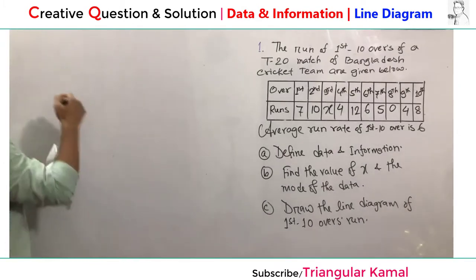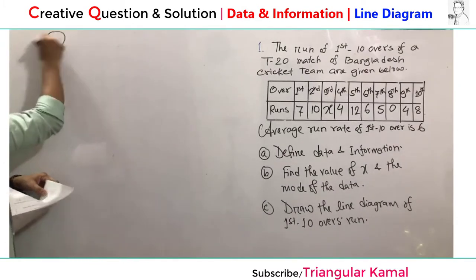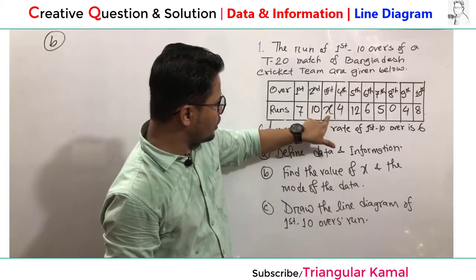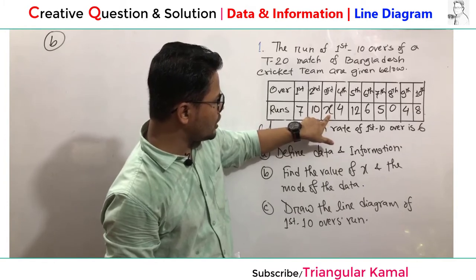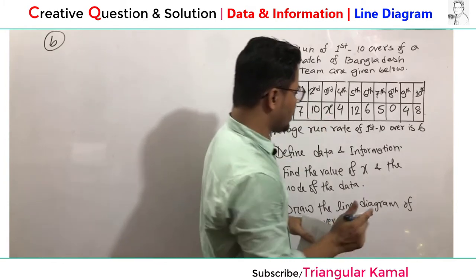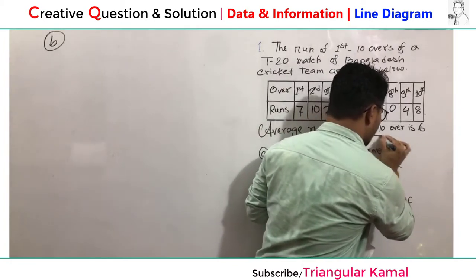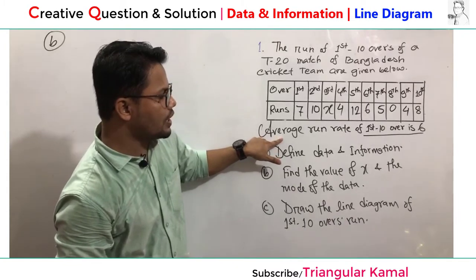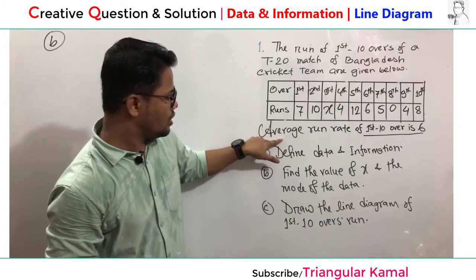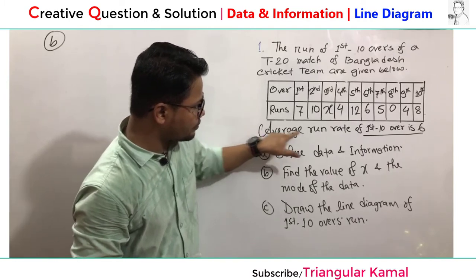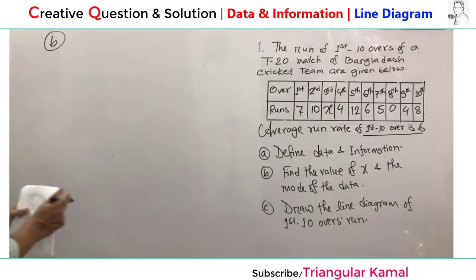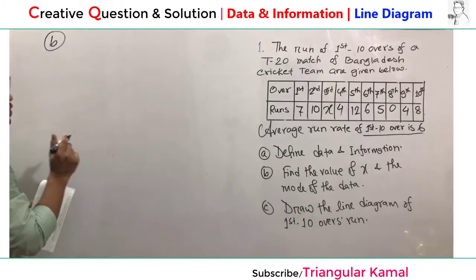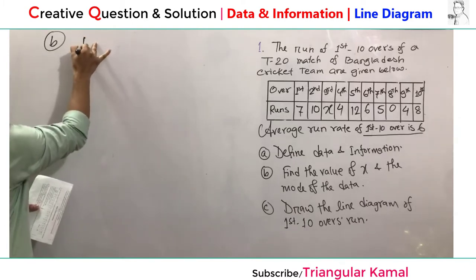Answer B. This is a more technical question. Answer B: find the value of x. In the third over, we see the unknown quantity x. But this information is given: the average run of the first 10 overs. Average run is one kind of arithmetic mean. Arithmetic mean is basically the average. So the average run of the first 10 overs, question number B, first part.